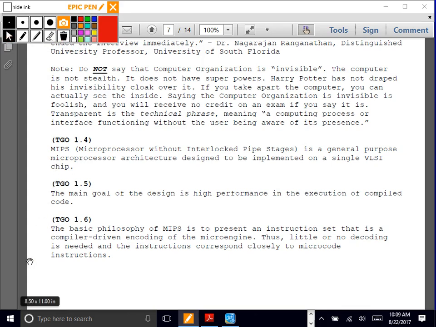Does anybody have any questions before I move on? Yes. I'm curious about the term very large scale integration. Why is the specifier "very large"? Is there a large scale integration? And yes, very large.